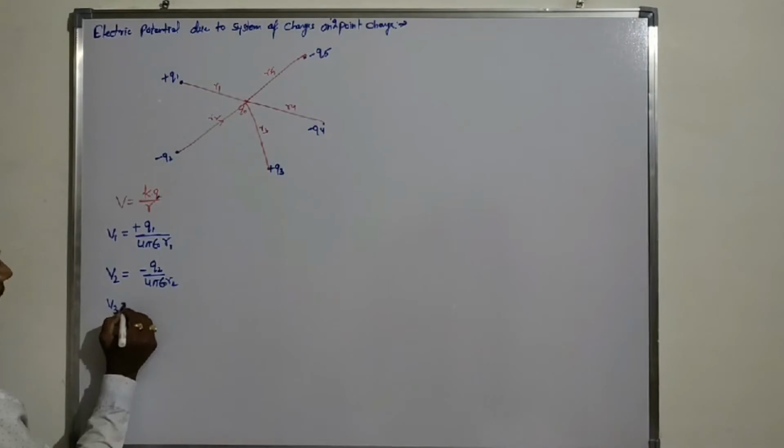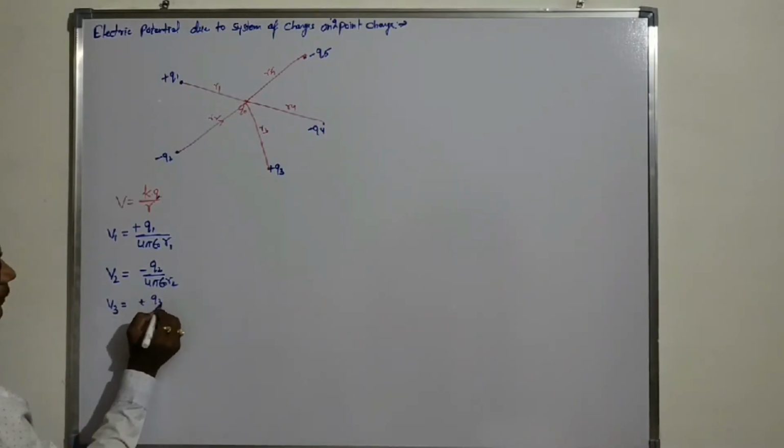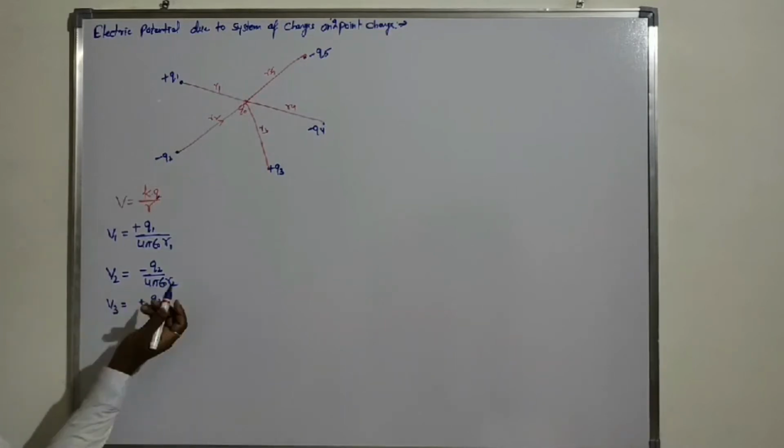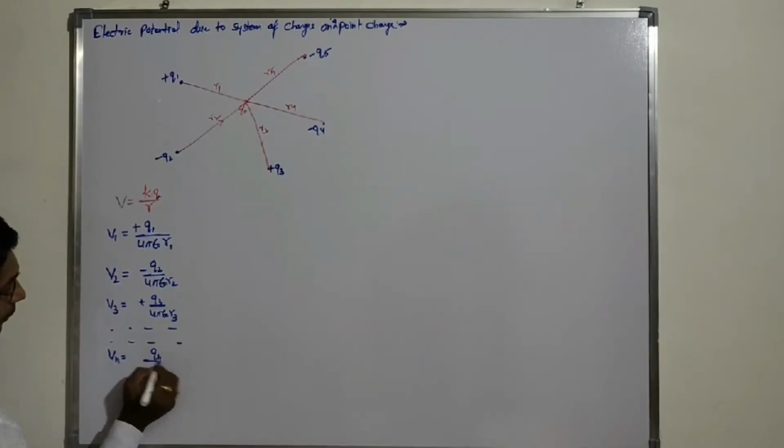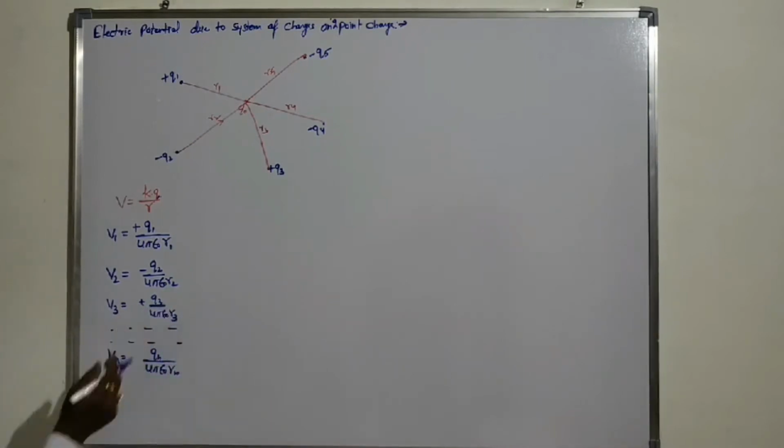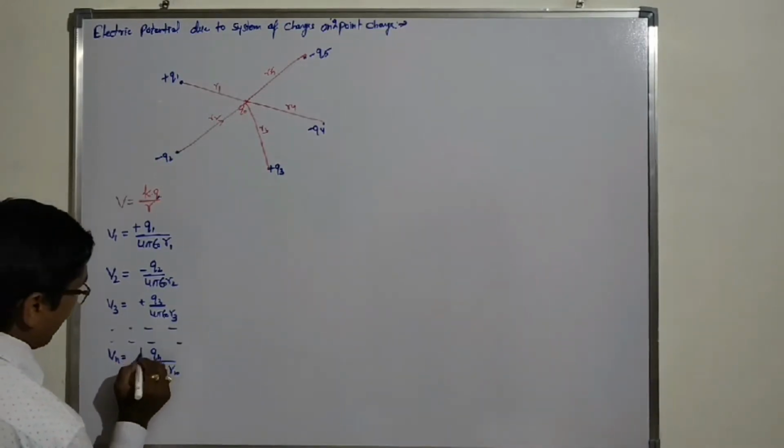V3 is plus Q3 upon 4 pi epsilon naught R3. And similarly, so on, up to Vn, Qn upon 4 pi epsilon naught Rn. We don't know whether the nth charge may be positive or negative, that's why we can put here a plus or minus sign.